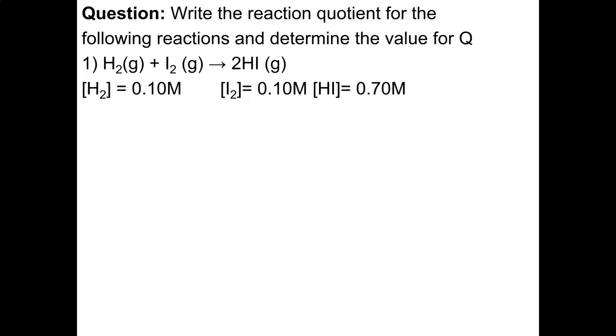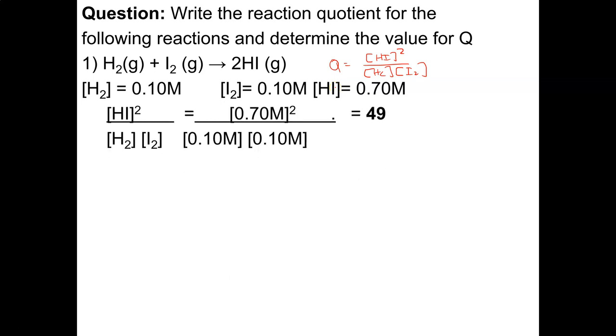So here's a question. Write the reaction quotient for the following reaction and determine the value of Q. So my expression for this should be Q equals [HI]^2 over [H2][I2]. HI is not a solid or liquid, so I'm going to write it in to the second power. And then just plug and chug. So you're going to plug these numbers in and get an answer, and you should end up with 49.